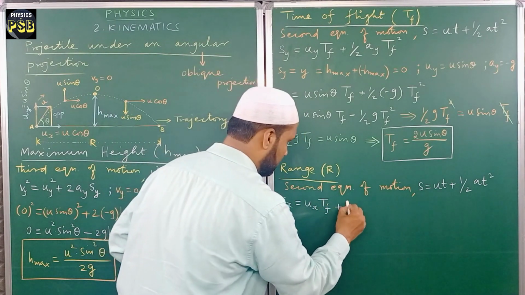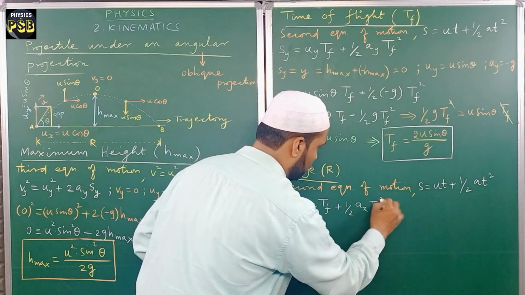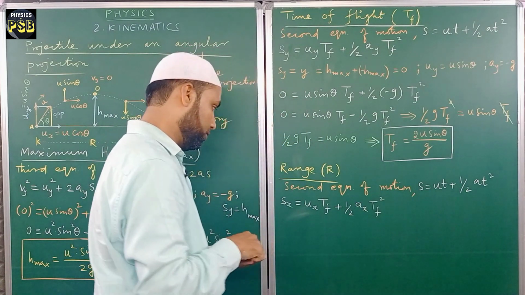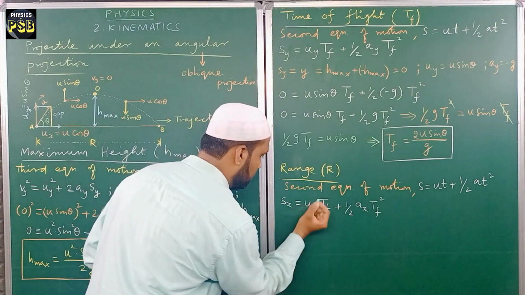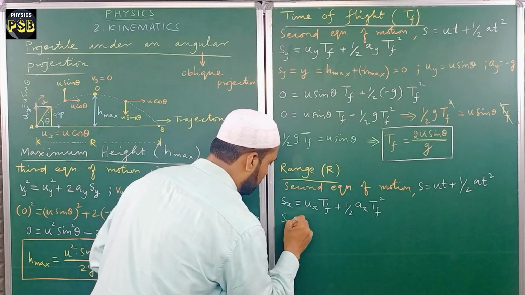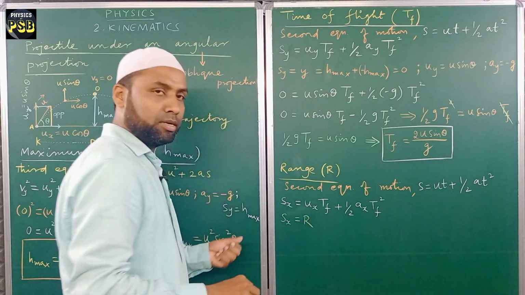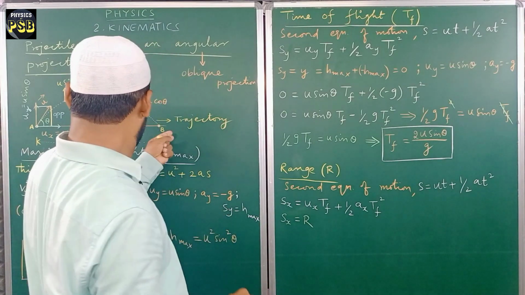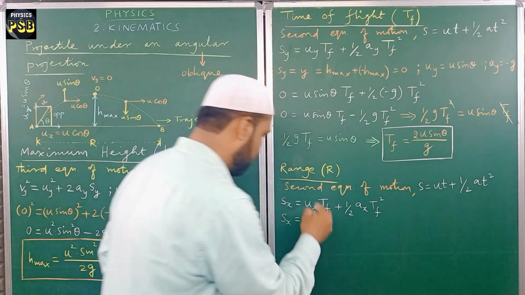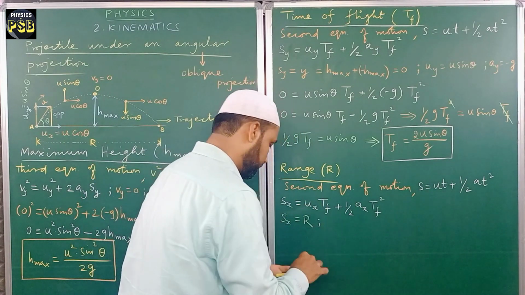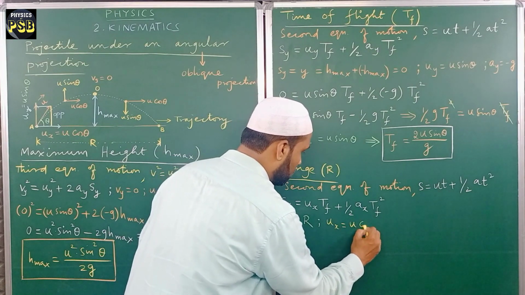And A is taken as Ax. Now here the value of Sx is nothing but R. The displacement covered along the horizontal direction is R, and Ux is taken as U cos theta.